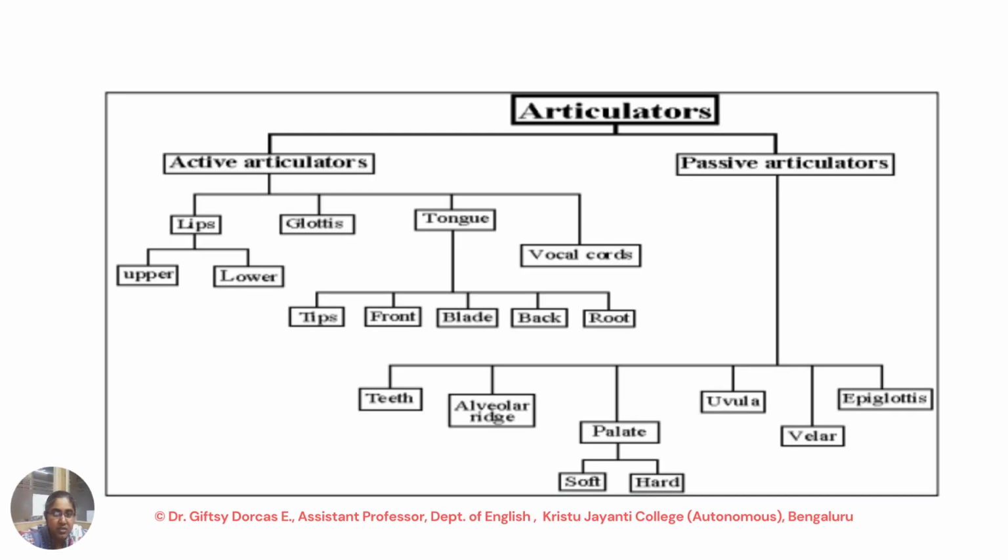So this was the articulatory system. We see there are active articulators and passive articulators. The active articulators are the lips, glottis, tongue, vocal cords. Active articulators are those which can move and which are the most mobile when speech sounds are produced. The lips have the upper and the lower, and the tongue has five parts, as we already saw. Then there are passive articulators. The passive articulators are the teeth, alveolar ridge, palate, the soft and the hard palates, the uvula, the velum, and the epiglottis. None of these organs move during the production of speech sounds.